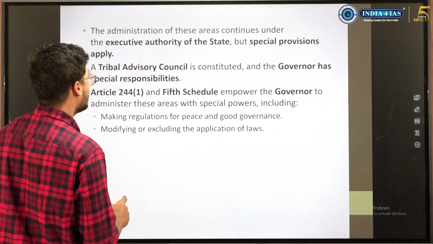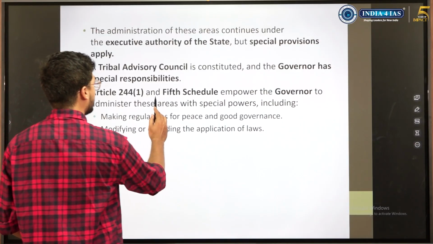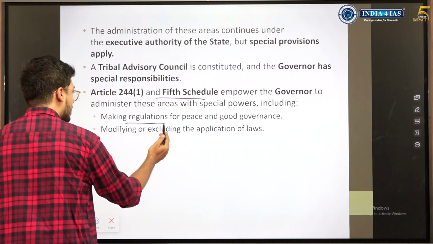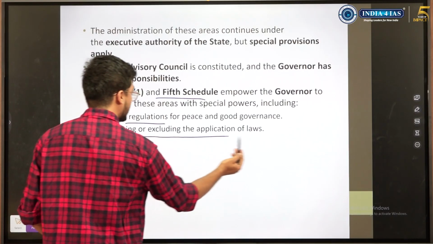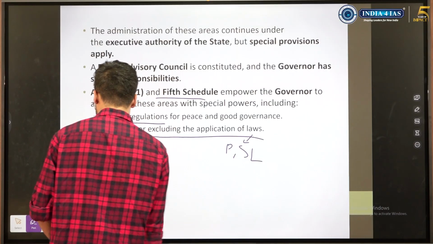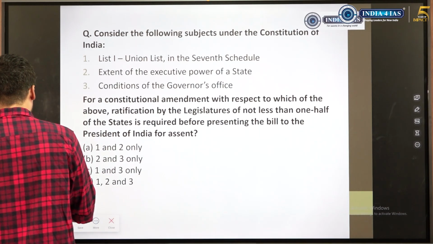Administration of these areas continues under the executive authority of the state. Like I said, the 5th schedule empowers the governor to administer these areas with special powers. He can make regulations, he can even modify or exclude the application of law, be it made by parliament or by state legislature. We'll move to the next question.